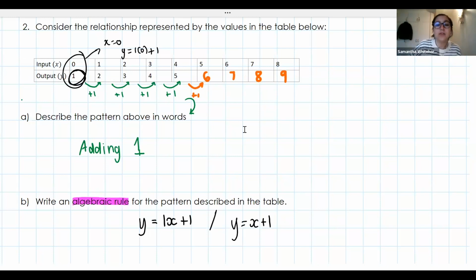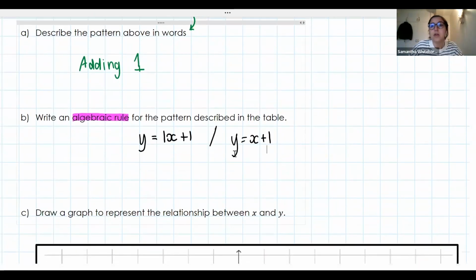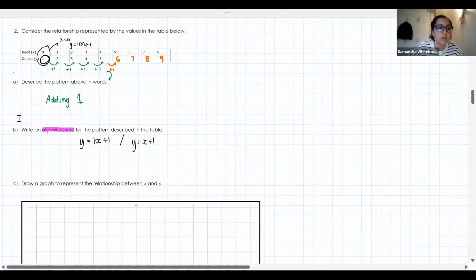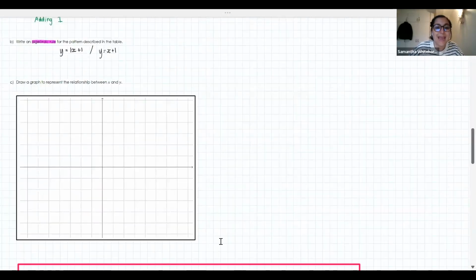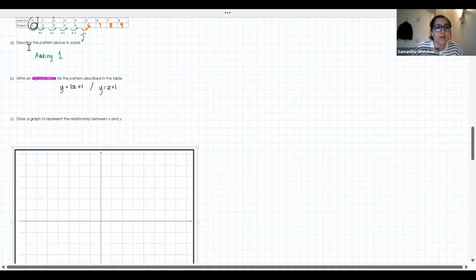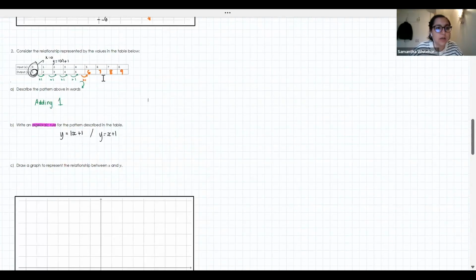All right, so now we've got our rule. And what that means is we've got our rule, we've got a description, we've got our table, we've got a lot of information about this relationship. We can now go and draw our graph. So again, what I'm going to do is bring this table down. Sorry, I just want to move this, otherwise it's going to be chaos. So I'm going to bring our table down for us. And then we're going to plot some points.